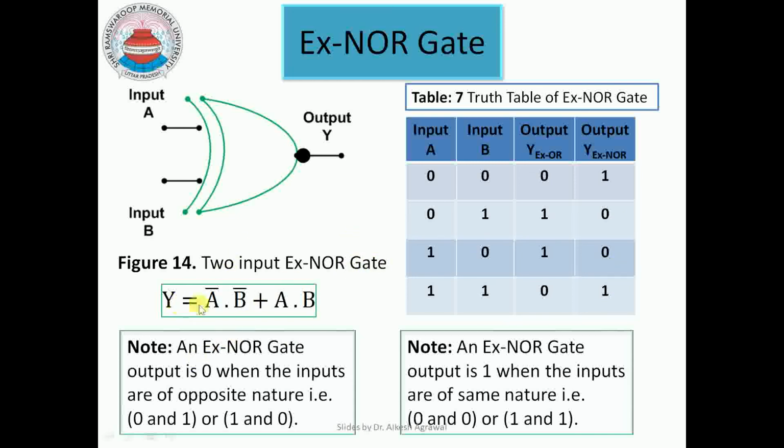Its Boolean expression is A bar B bar or A B. So you can see this XNOR gate is used to compare two bits.